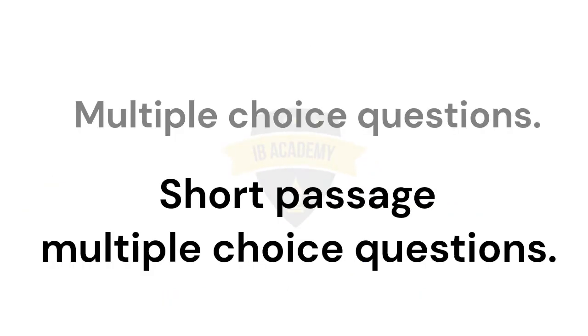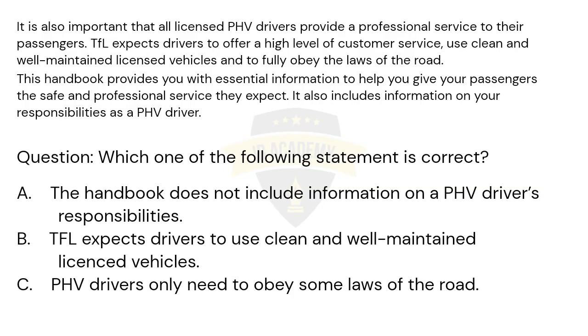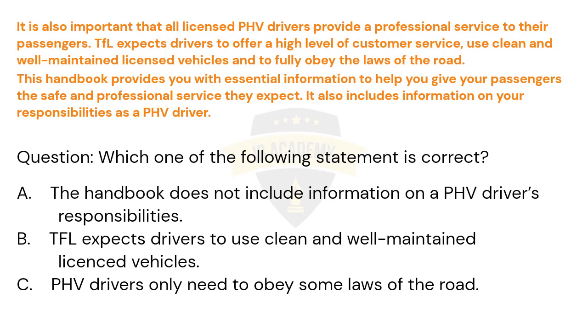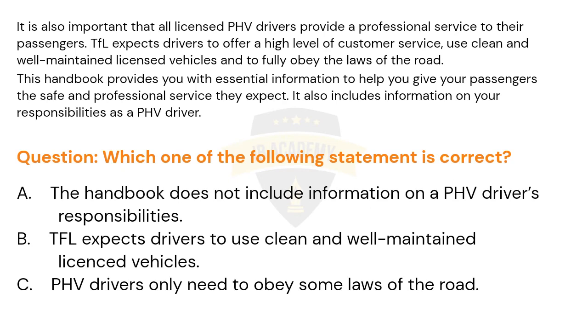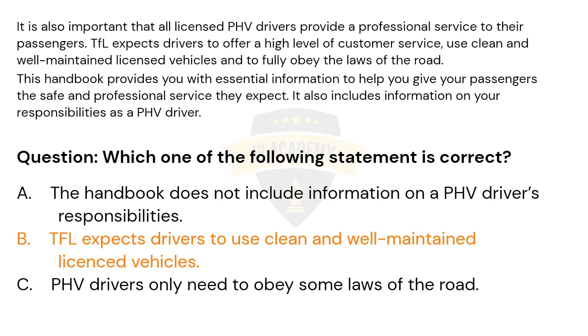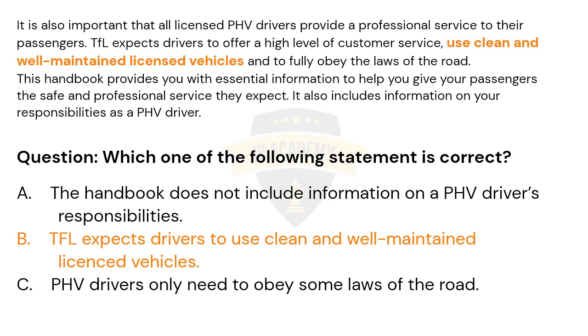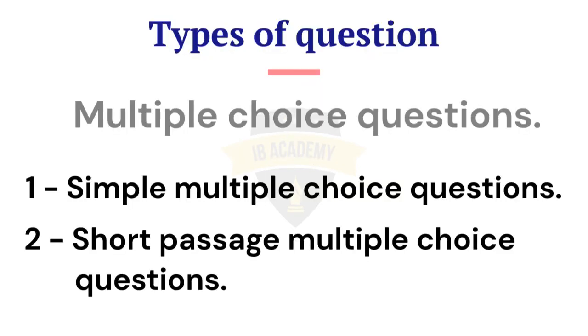Now we will see an example of short passage multiple choice questions. In short passage multiple choice questions, you read the passage of information. Then you read the question. Then you select the correct answer from the given options. Please have a look at this example. These types of questions are very good, because you can refer back to the passage before selecting the answer. Here we completed examples of both types of multiple choice questions.